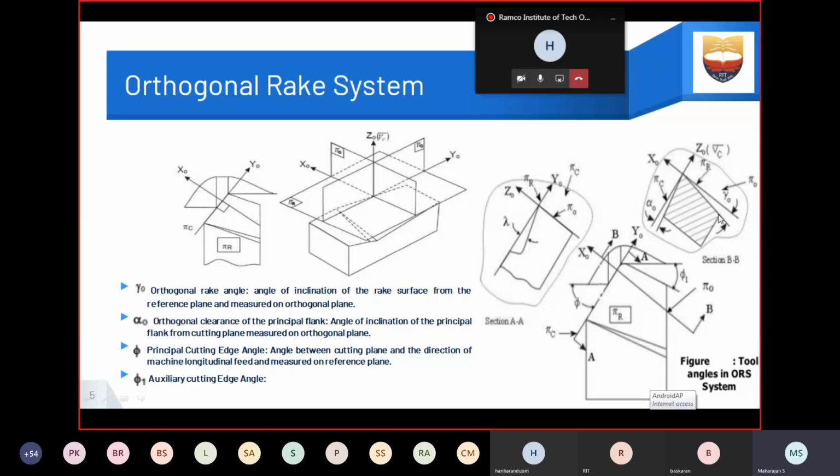This is the rake face of the tool. This is the flank face of the tool. The two angles gamma naught and alpha naught we can easily find out. You can see from here, this is the table, this is our piece. From here, we can have X naught and Z naught, and Y naught you are not able to see. It is a point. So from the sectional plane BB, you can find out the two angles.